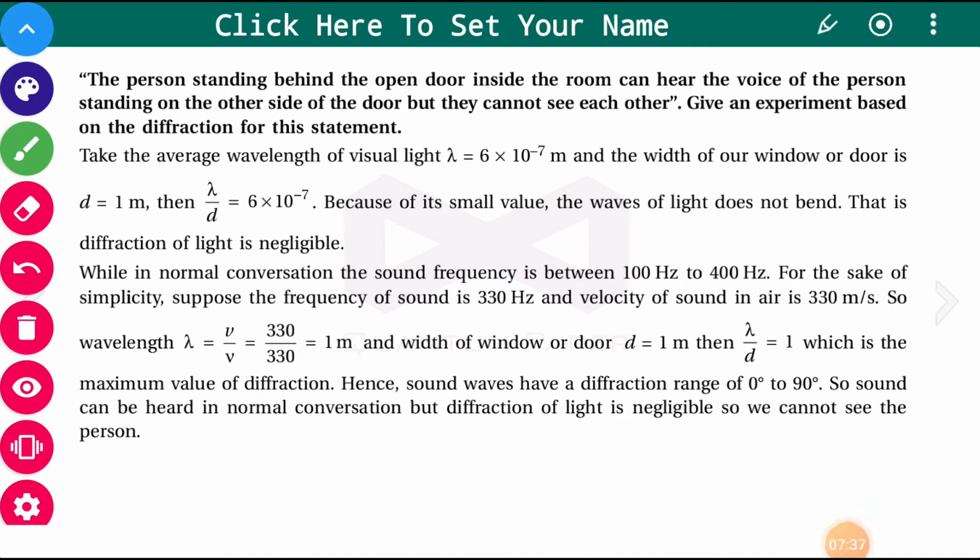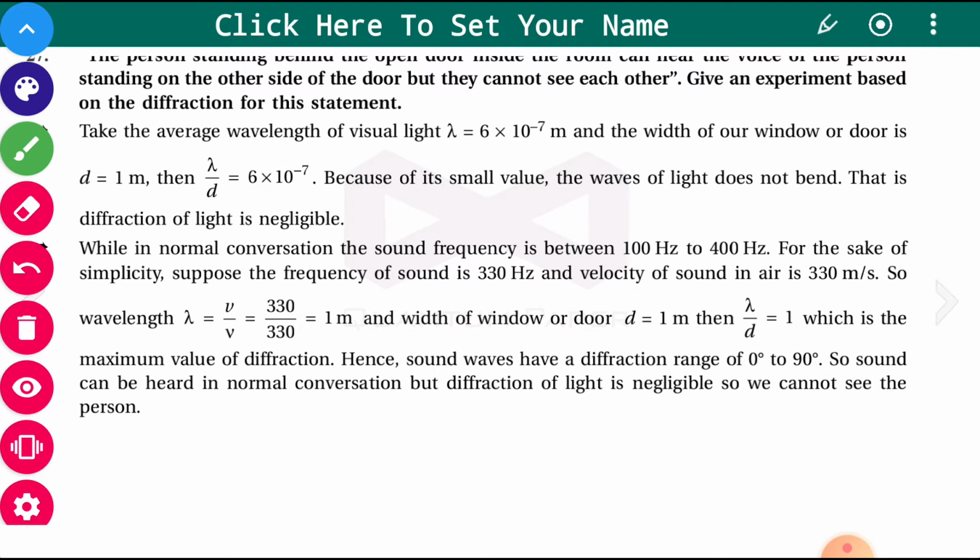Now there is one understanding of this ratio lambda upon d. The person standing behind the open door inside the room can hear the voice of the person standing on the other side of the door, but they cannot see each other. This we have observed in our day-to-day life, that the voice of the person can be heard if the person is outside the room on the other side of the door, but you cannot see the person.